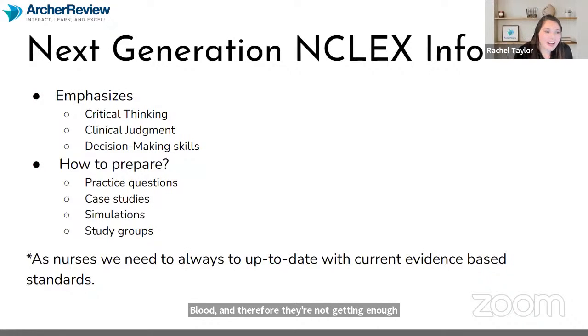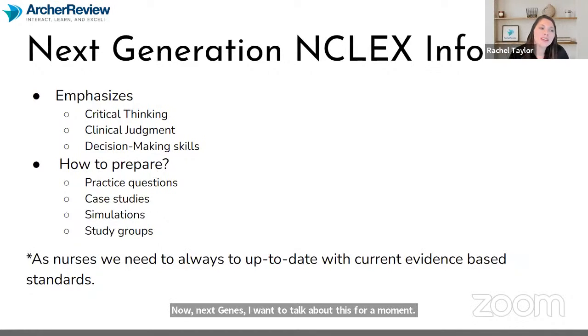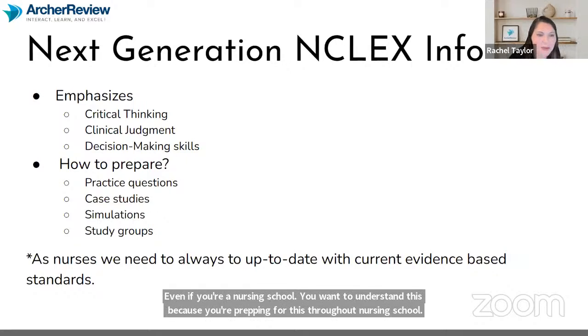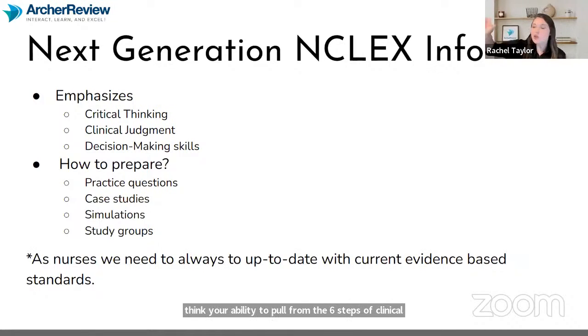Now, next gen NCLEX. I want to talk about this for a moment. Even if you're in nursing school, you want to understand this because you're prepping for this throughout nursing school. So I wanted to discuss next gen NCLEX because really what next gen NCLEX is going to think about is your ability to critically think, your ability to pull from the 6 steps of clinical judgment and clinical judgment itself, your ability to make decisions on the fly.